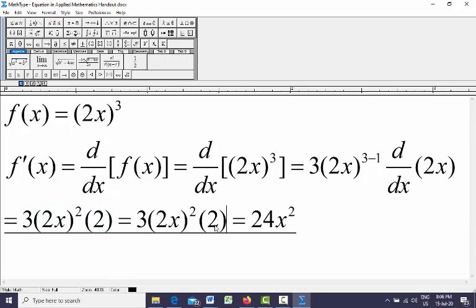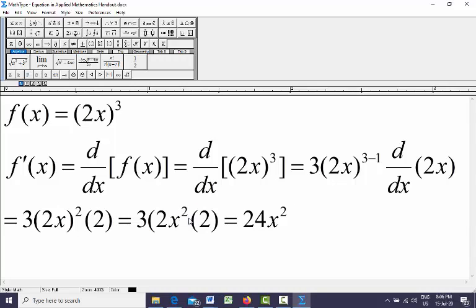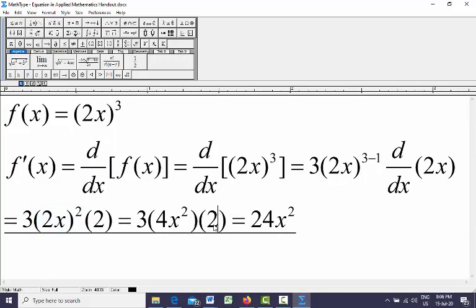So now here you can see this 2x whole square can be written as 4x square. So now if you multiply this 2 with this 4 and also this 3, we get what? We get 24. And then we have x square. So 24x square. So that's the answer.